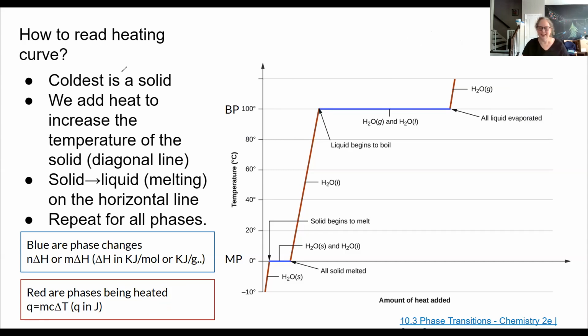Do you need to know all that? No. You need to know the flat areas. You're going to use M delta H to find your heat, to find your Q value. The red lines, you're going to use the MCAT equation.